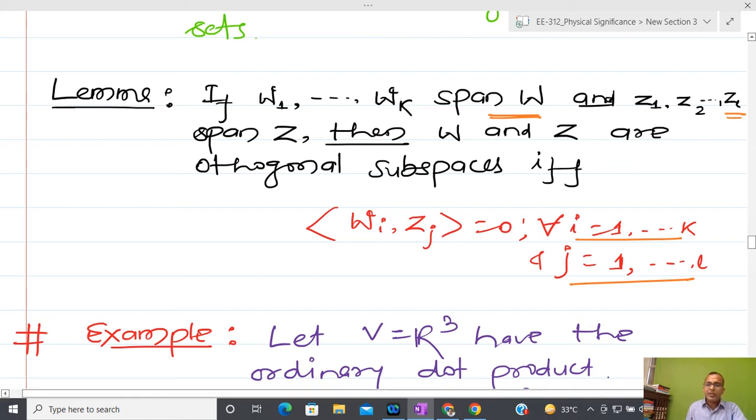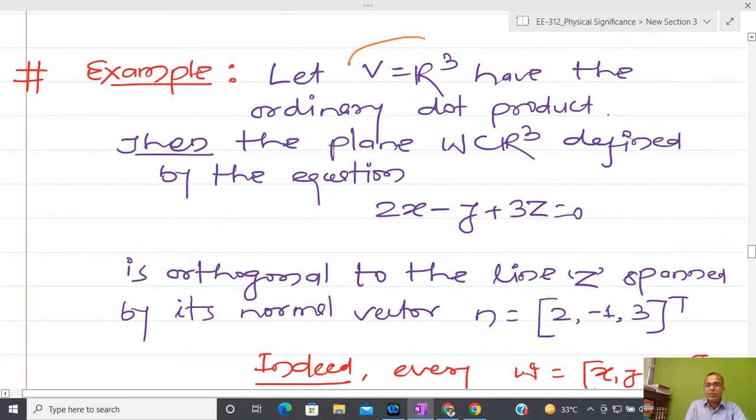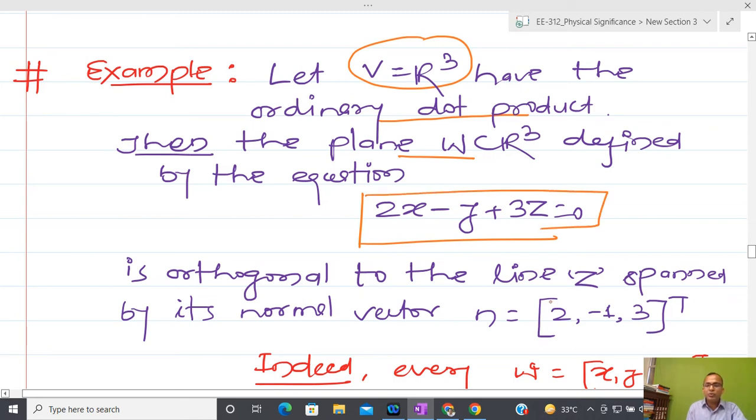Okay, now I have generated one example. I have taken a three-dimensional vector space, and obviously I need the notion of some kind of inner product, so I am taking the inner product as the standard dot product. Now what I am going to do is take a plane in three-dimensional space, which is nothing but a subspace. Then I am going to check which plane this particular plane is orthogonal to, so I have to generate another subspace.